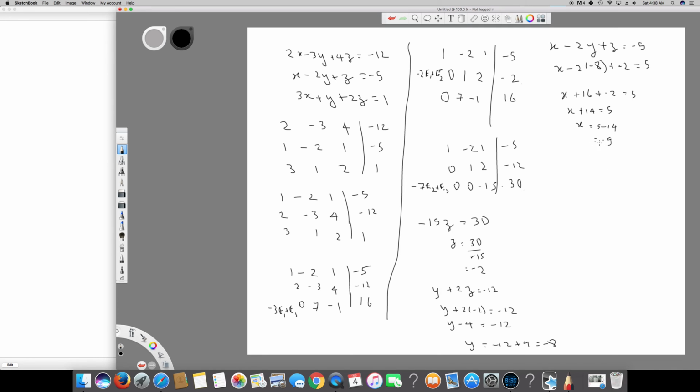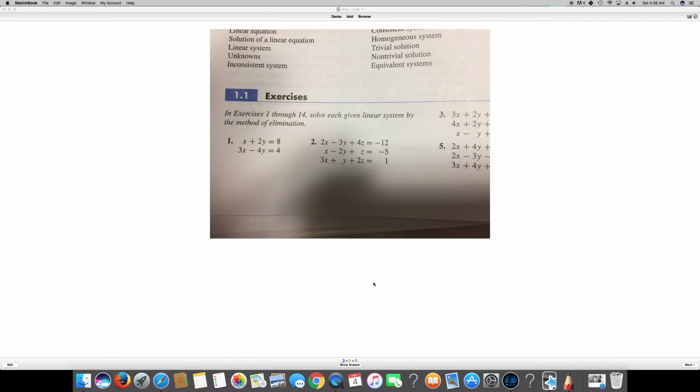So since we have all the values, I'm going to write it in this form. It's going to be minus 9, minus 8, and minus 2. So this is my final answer, and we are not done yet. And this system has a unique solution, one solution. Let's go to the next question.